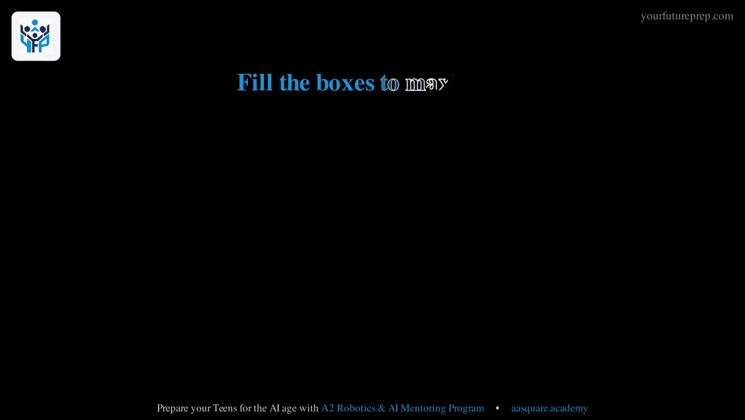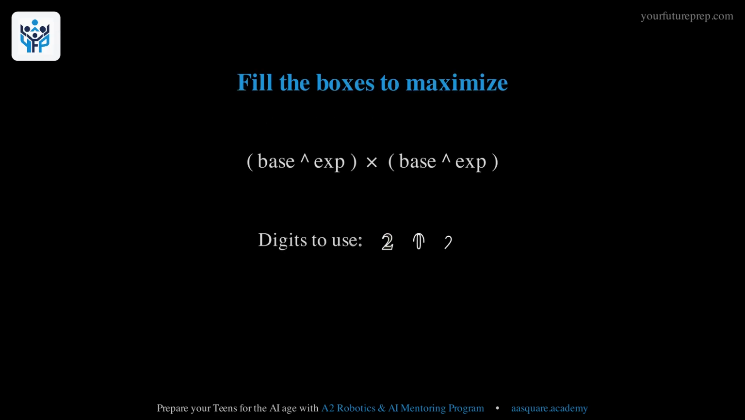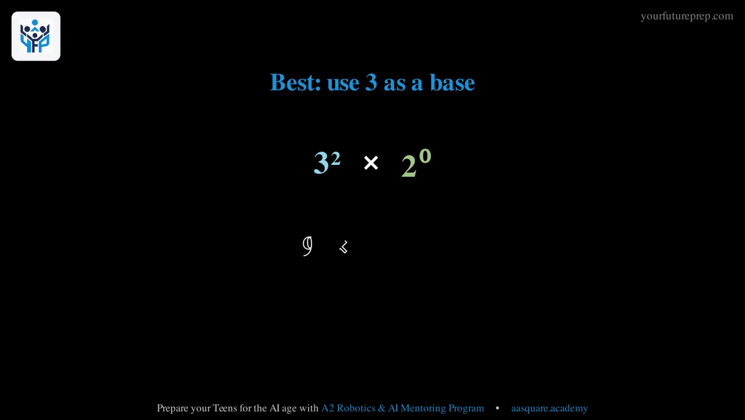We have 4 boxes to fill, 2 bases and 2 exponents. Using the digits 2, 0, 2, and 3 to make the value large, we want one factor to be as big as we can. The best move is to use 3 as a base with an exponent of 2. 3 squared is 9. That uses up the 3 and 1 of the 2's.